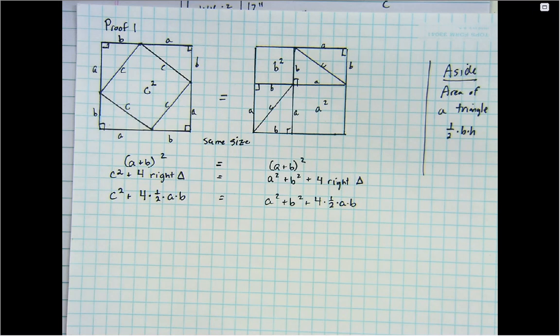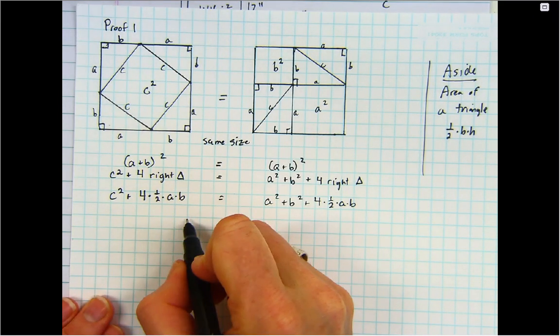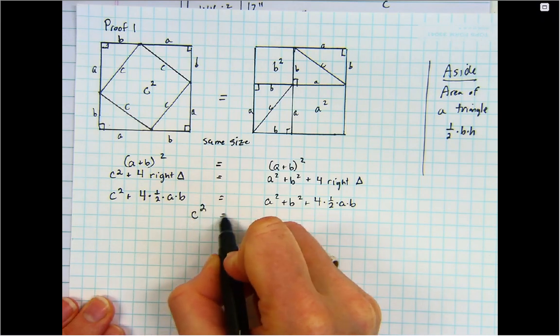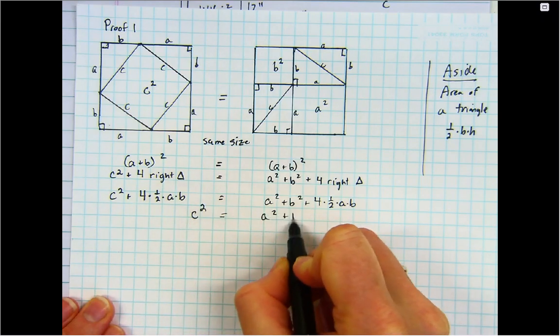So we have these two areas that are the same size. They're the same size squares. The one square is made up of c squared and 4 times 1/2 times a times b. And the other square is made up of a squared and b squared plus 4 times 1/2 times a times b. So if you take away the 4 triangles, since they're equal, you can take them away, right? These triangles are the same. So if I subtract them from both sides, I get the Pythagorean theorem.